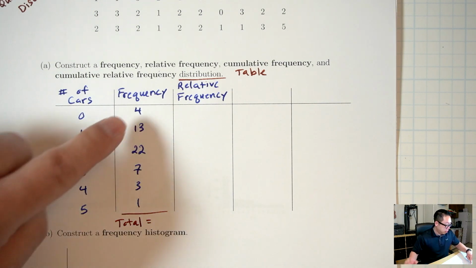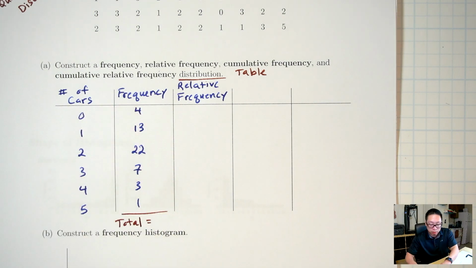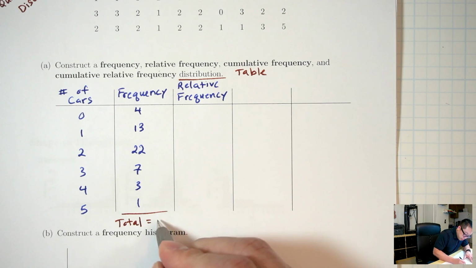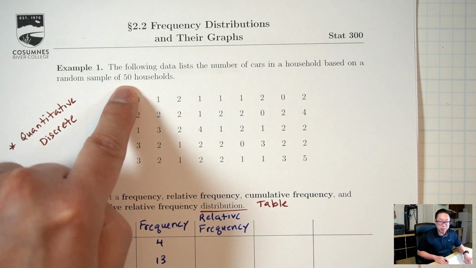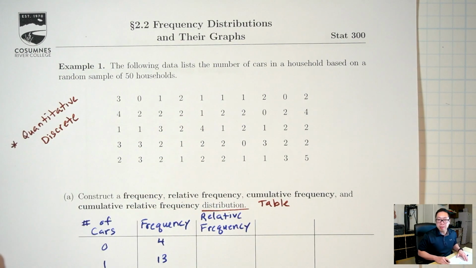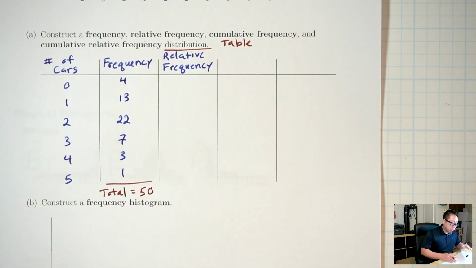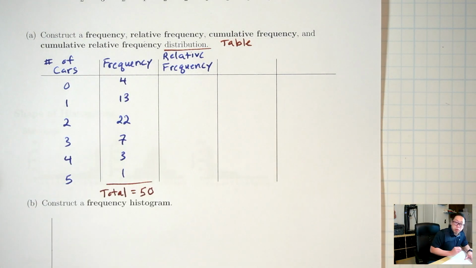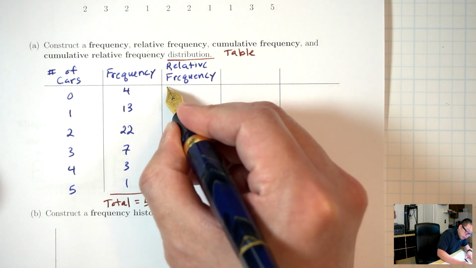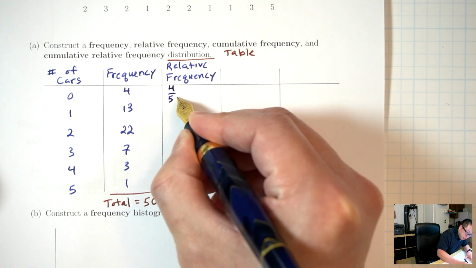So if I add up 4 plus 13 plus 22 plus 7 plus 3 plus 1, it's 50. And if you're paying attention, I also said 50 in the example. So there's 50 people total. So 4 out of 50 have 0 cars in their household. So 4 out of 50, so 4 divided by 50.